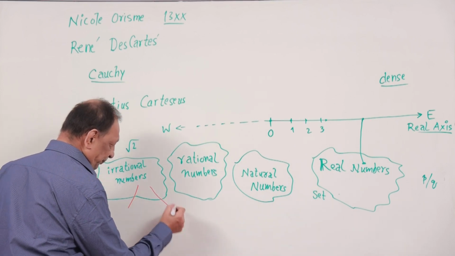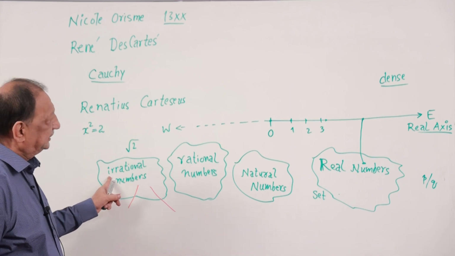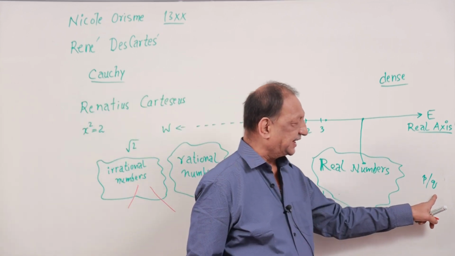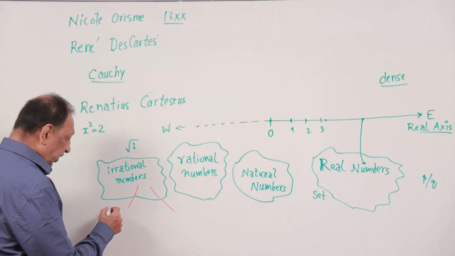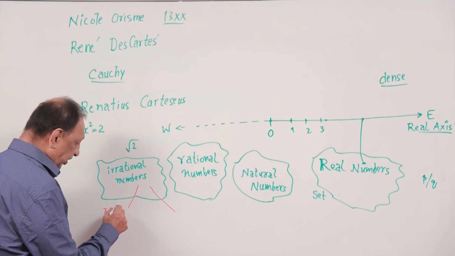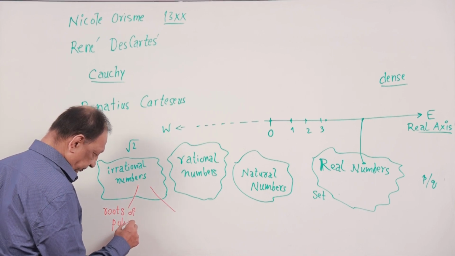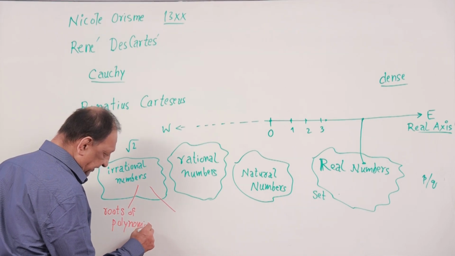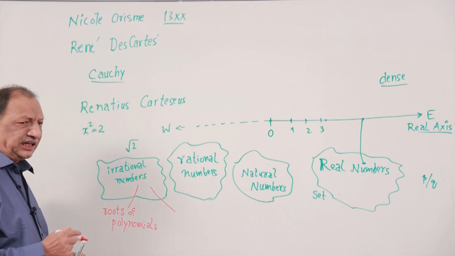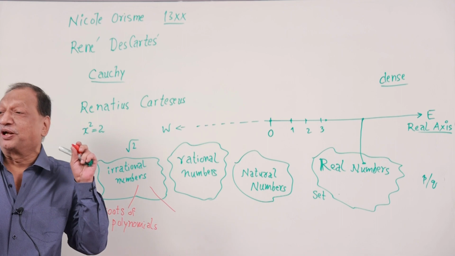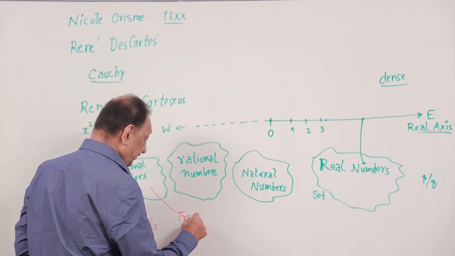So now irrational numbers also, people found, actually fall into two categories. The definition of an irrational number is a number which cannot be represented as a ratio, as a rational number. But then there are two types of it. One is roots of polynomials, that is one group. But there are some irrational numbers which are not even roots of polynomial equations. They are called transcendental numbers.